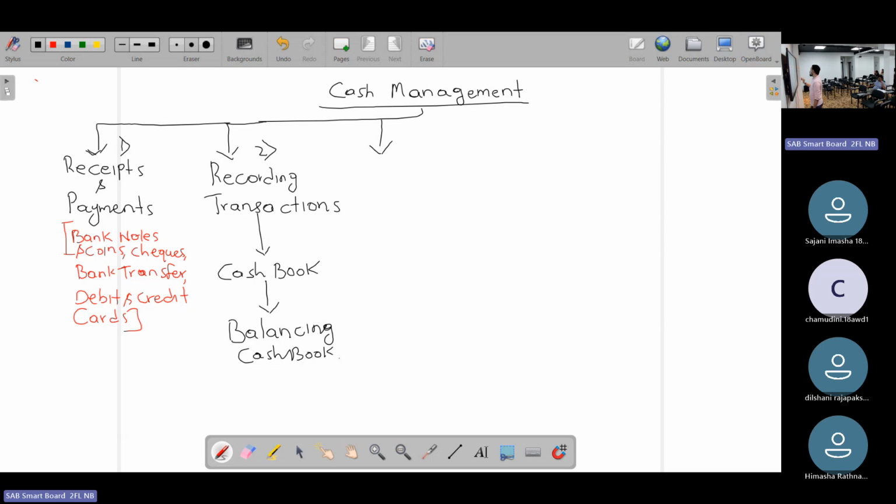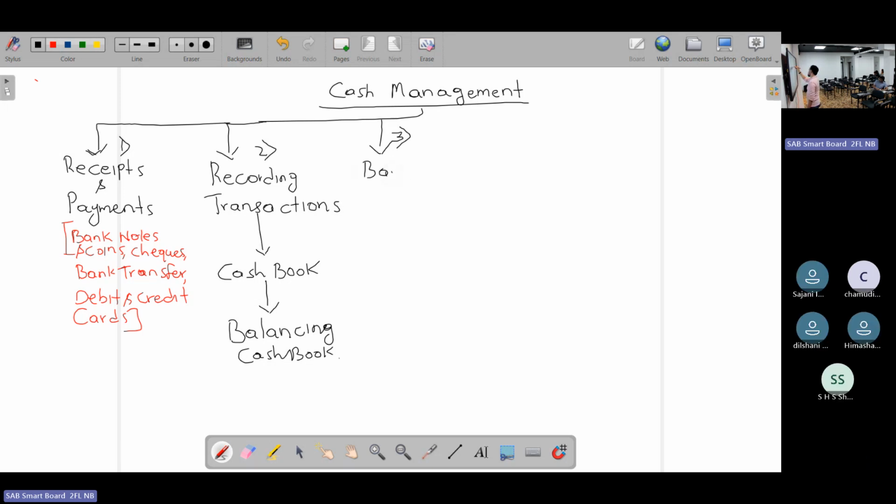Third topic, under the recording part, the subtopic we discuss is reconciliation, mainly bank reconciliation. On the bank reconciliation, we discuss the purpose. Purpose of the bank reconciliation we discuss.